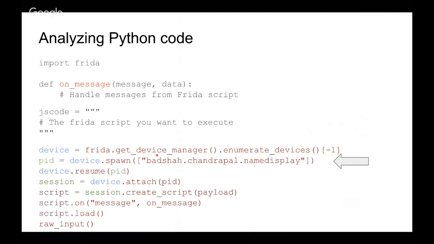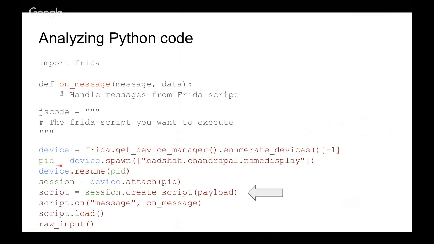Then you spawn the app, that is, you start the app, which is the equivalent of -f in the command line. Then you say device.resume(pid), which is the equivalent of --no-pause, which resumes the session without any interruption. Then we attach to that PID we got. PID is the PID of the Frida session of the package which is running.